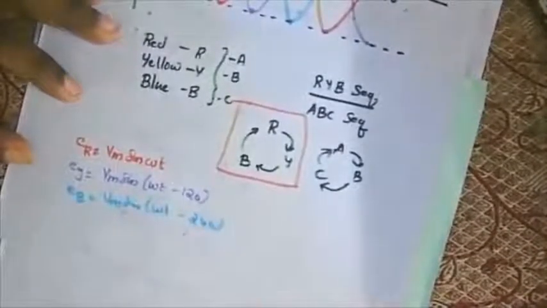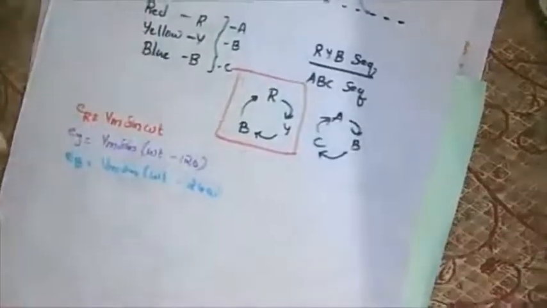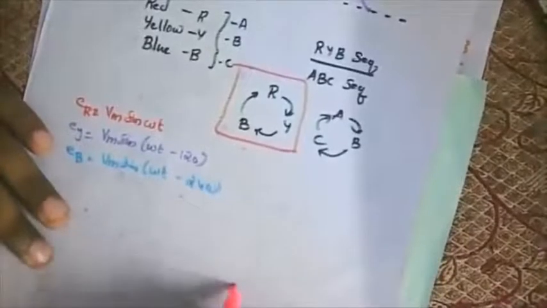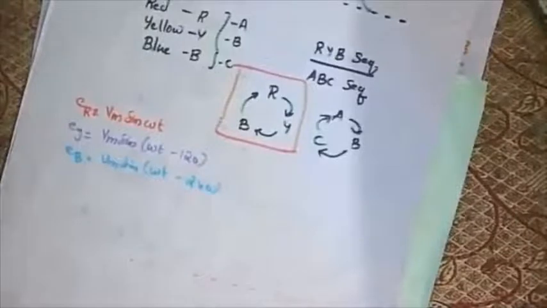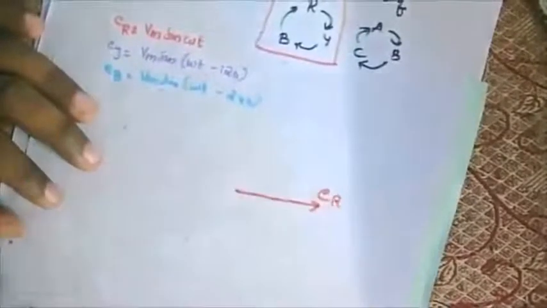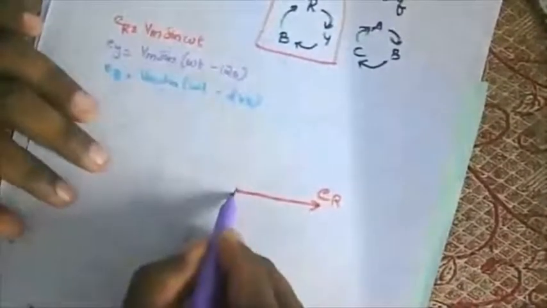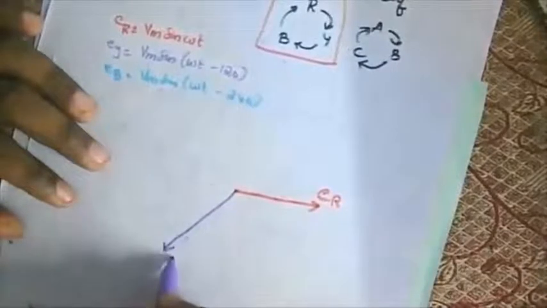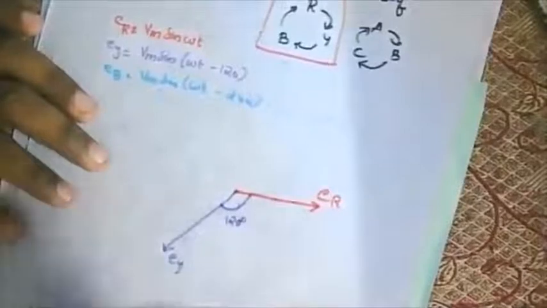If I represent it as a vector, ER is having an axis. Assume this is my x-axis, this is my y-axis. Now, if I draw Em sine omega t, it is along my x-axis. This is my ER. I want to represent EY. EY will be at 120, so it will be displaced here. This will be my EY. This angle is going to be 120 degrees.